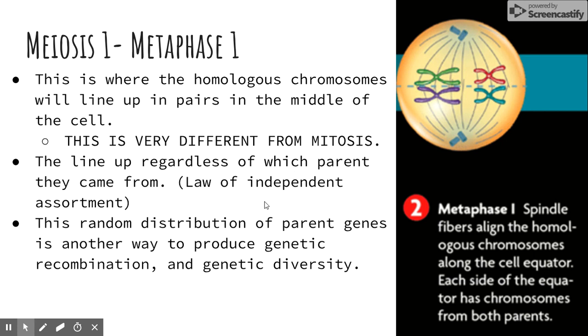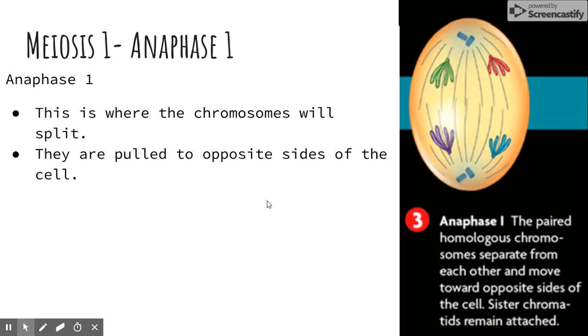So one thing to make sure you have in your notes is the 3 ways we get genetic diversity: crossing over, the law of independent assortment, and mutation. Then we have anaphase. Anaphase is where we pull apart the chromosomes. This should look significantly different to anaphase in mitosis because we're not separating chromatids here. We are pulling full chromosomes to opposite sides of the cell.